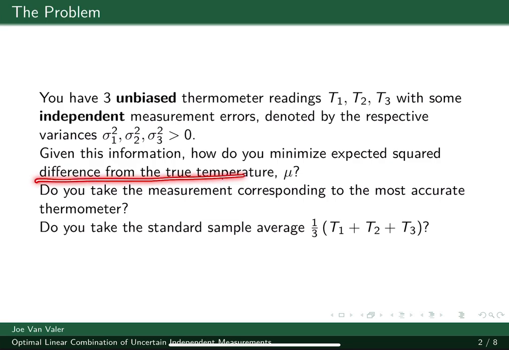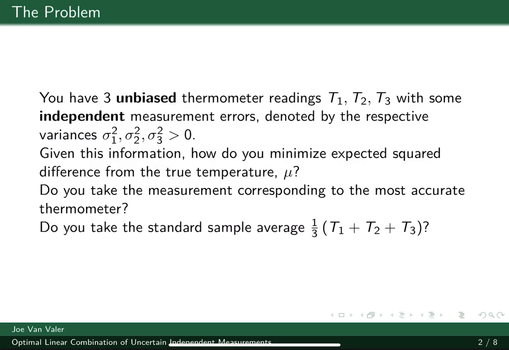So given this information, how do you minimize the expected squared difference from the true temperature mu? Or less technically, how do you combine these measurements in order to get the best possible prediction for the true temperature? Do you take the measurement corresponding to the most accurate thermometer? That might make sense, but ends up not being true. Would you take just the standard sample average? You weight all 3 measurements equally. In some cases that can be true, but in general it's not.